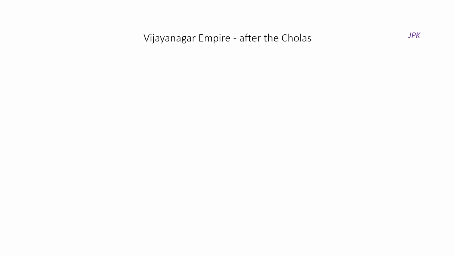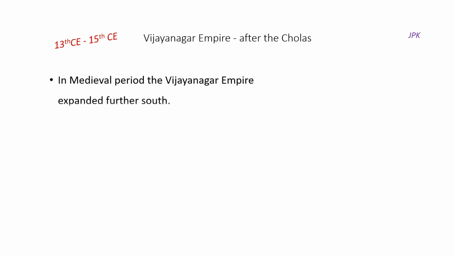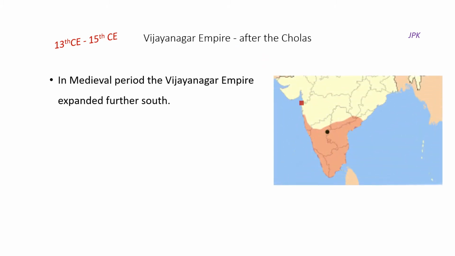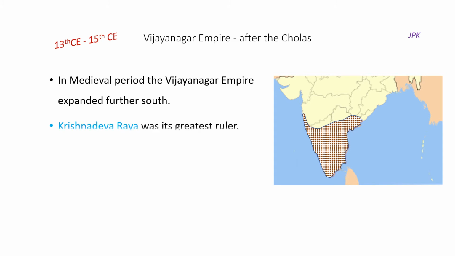Vijayanagar Empire. Somewhere around the 13th century Common Era, the Vijayanagar Empire from the Andhra region defeated the three Vendars and established their supremacy in the whole of southern India. Notable among them is Krishnadeva Raya.